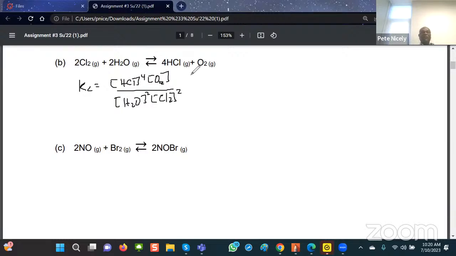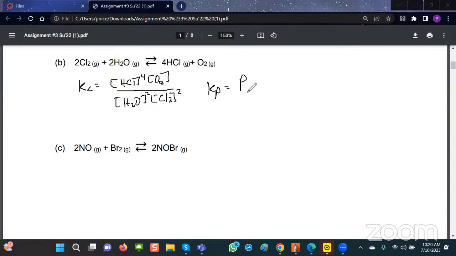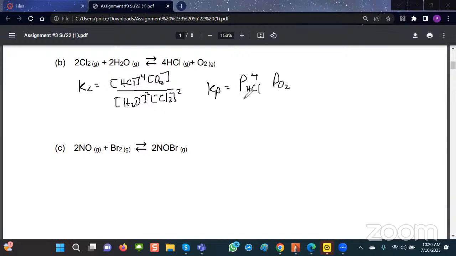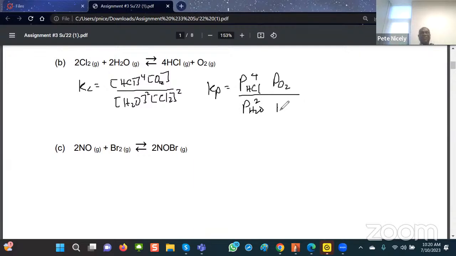And what would be the expression for Kp? Pressure of HCl to the 4th power times pressure of O2 over pressure of H2O to the 2nd power times pressure of Cl2 to the 2nd power. Exactly. Okay, and that's basically how that is done, all right? Any questions about this one?